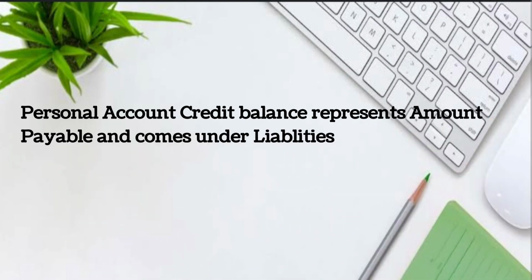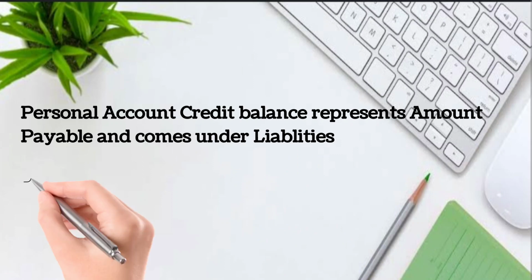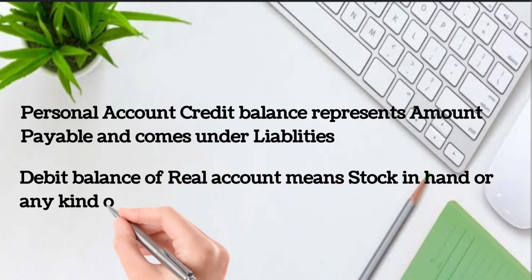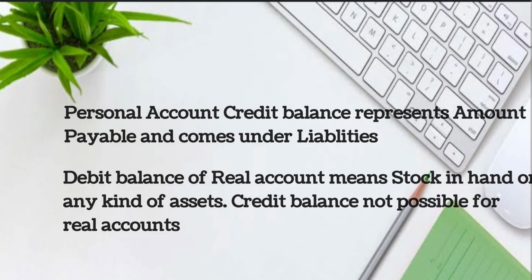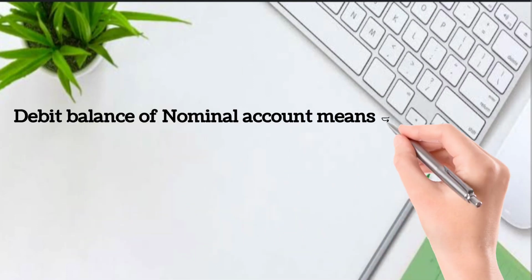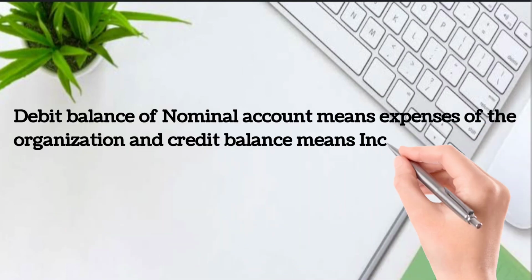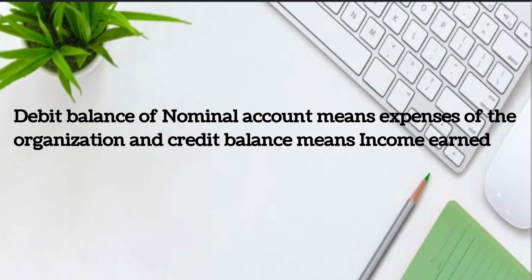So it represents that we need to pay this amount which is credited due to either goods or service or loan, etc. Then debit side of a real account means stock in hand or any kind of assets. And the credit balance of a real account is not possible. Debit balance of a nominal account means expenses of the organization. Credit balance of a nominal account means income earned.